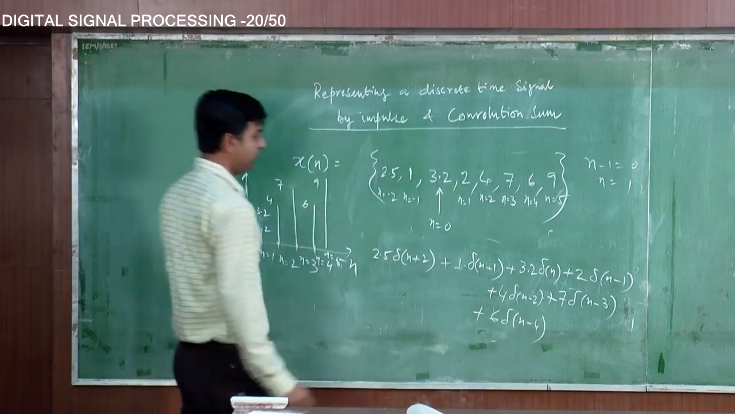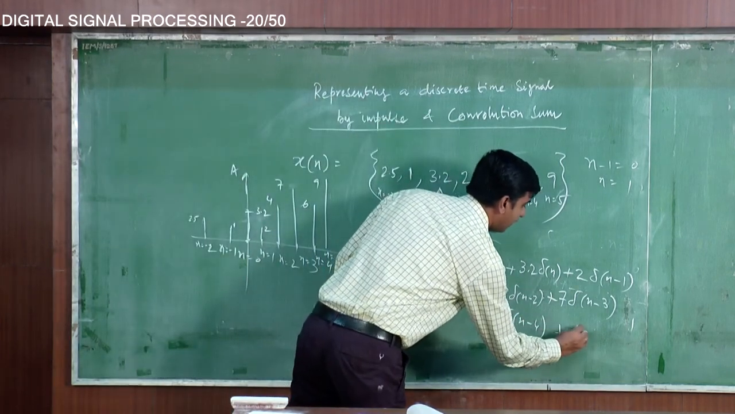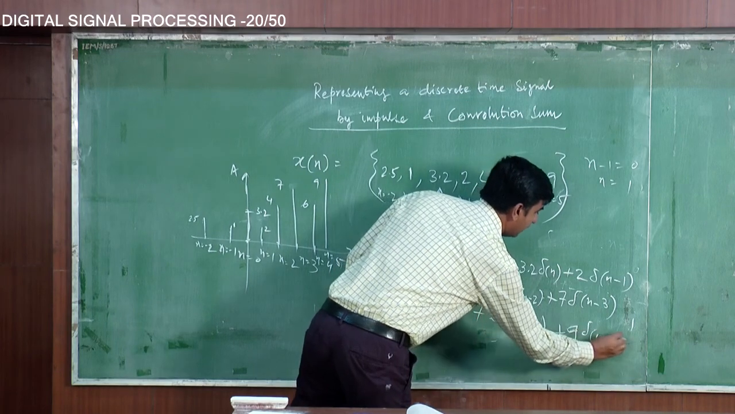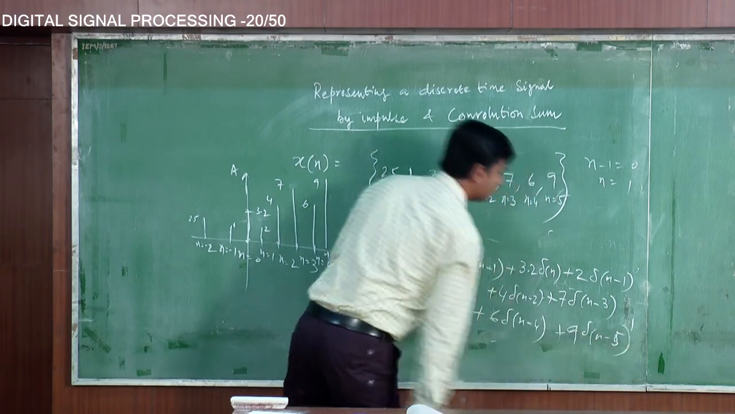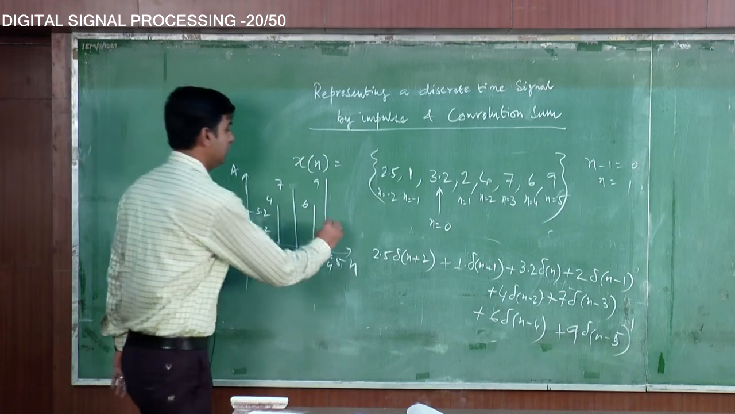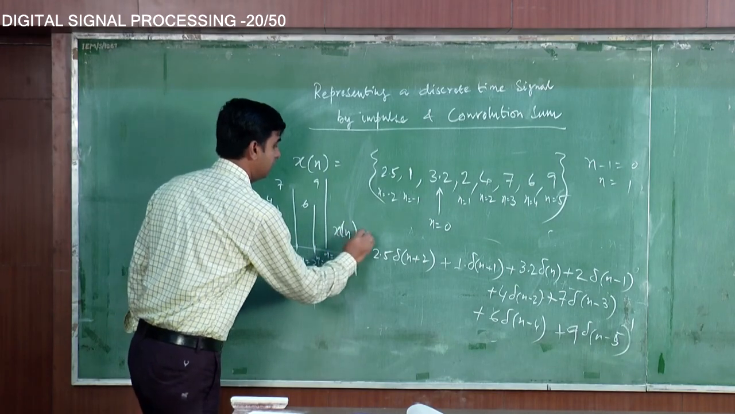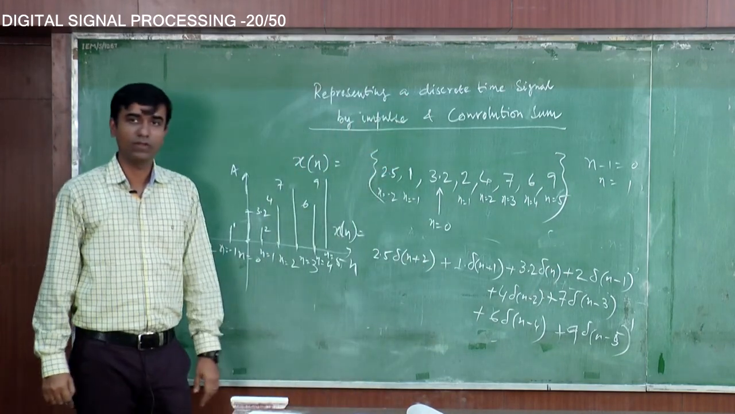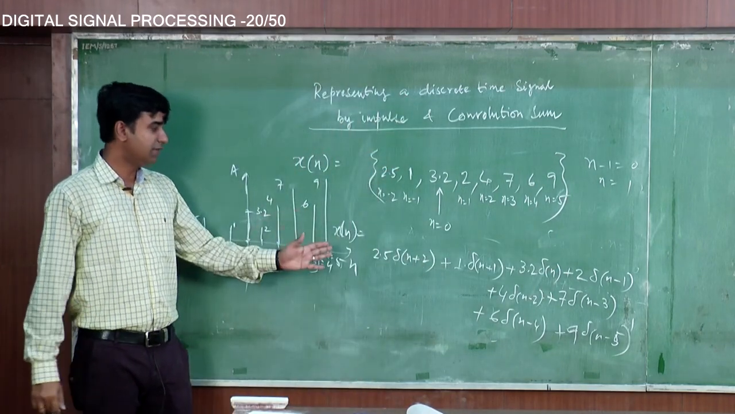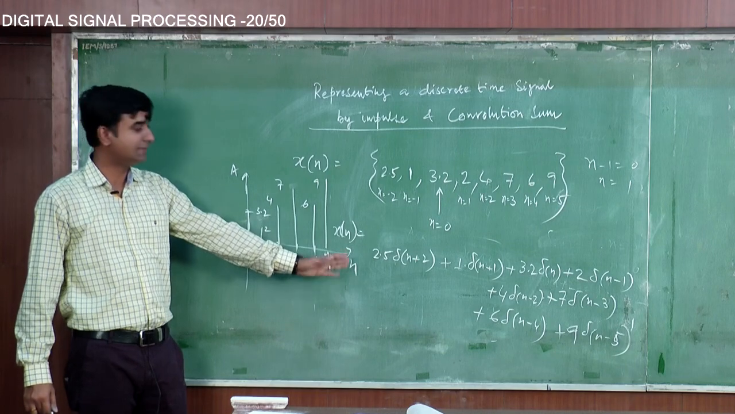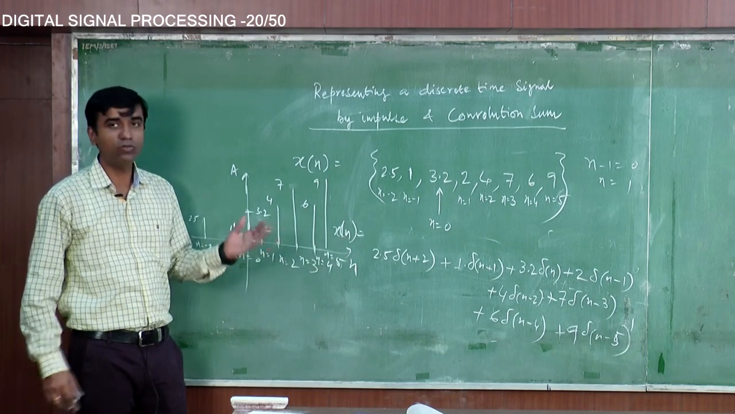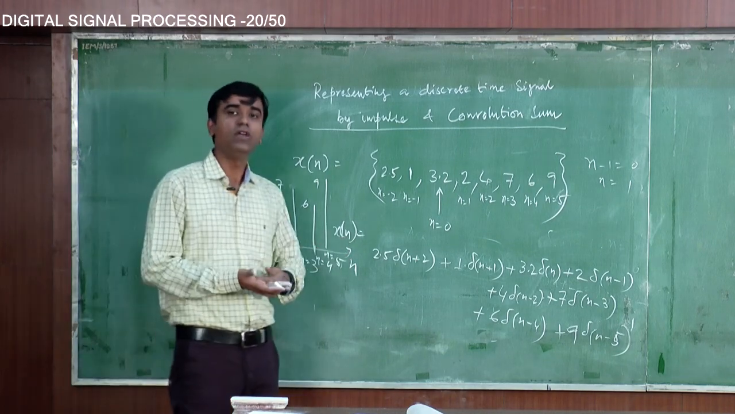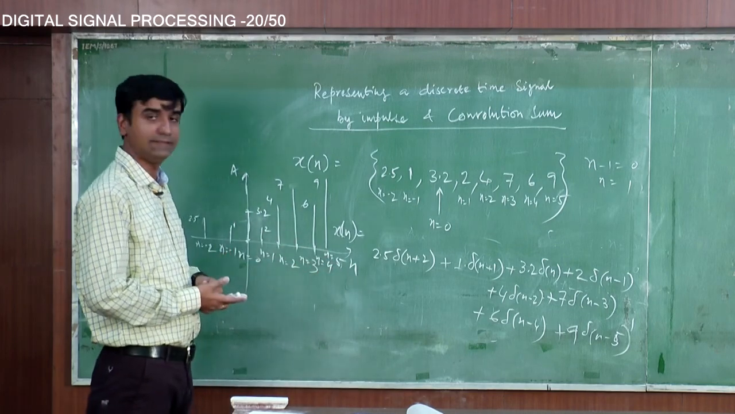At 5 it has got an amplitude of 9. So 9 into del n minus 5. So that is your x n. x n is equal to this. This is representing a sequence by means of summation of shifted unit impulses.